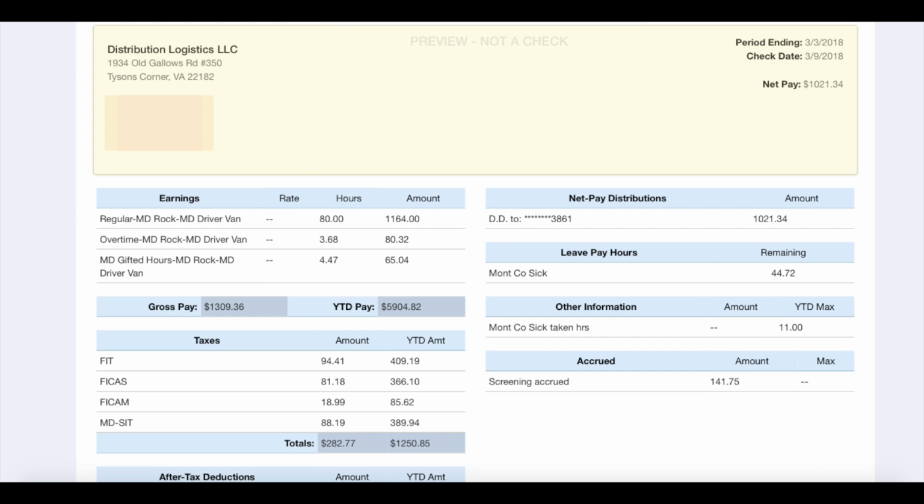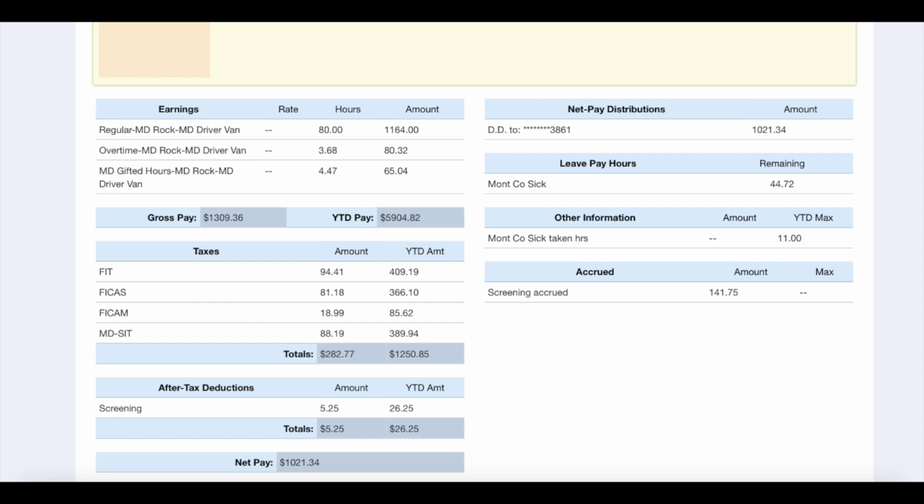You will see that I did 80 hours. I did 3 hours and 0.68 of overtime, and they gifted me 4 hours and 47. As you can see, the gross pay for that is $1,309.36. The taxes, they took out a total of $282. And underneath that, it shows the screening background check that they just take out. Underneath that, you can then see the net pay again.